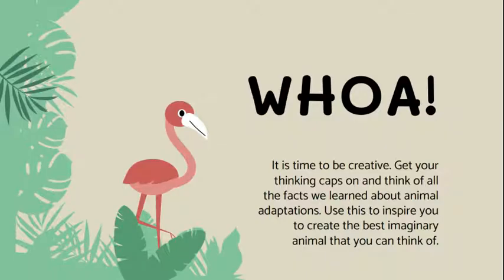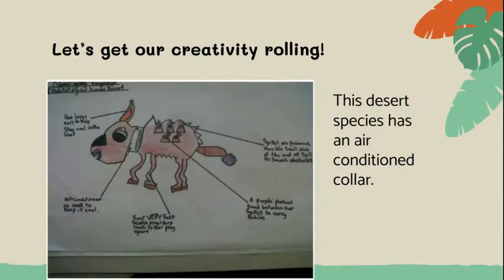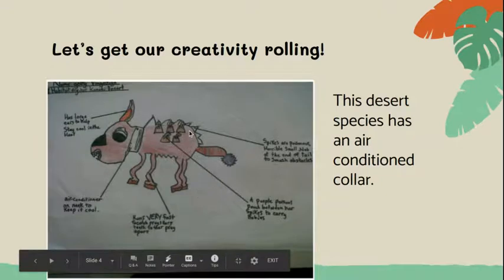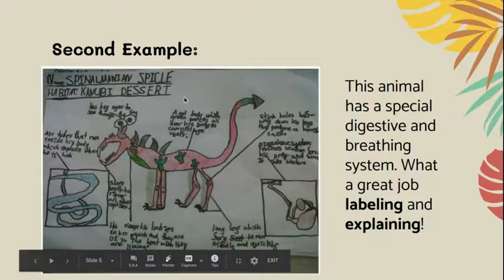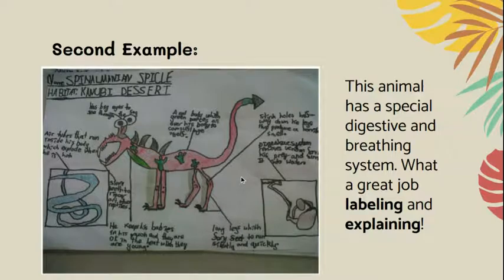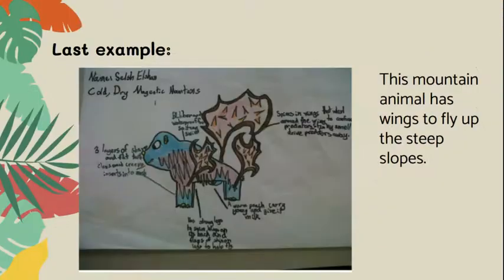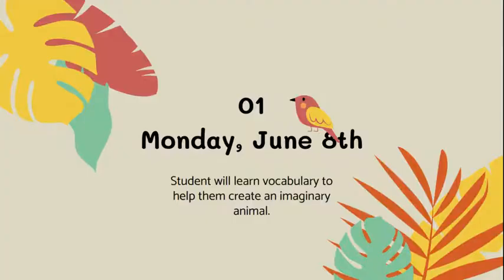So, thinking about what we remember about animal adaptations, what you guys learned last week, the things that the animals need to survive, the physical features, the behavioral features, all of that's going to help us with our project this week. This is an example, okay? Another example, another example, and we'll talk about that later on.